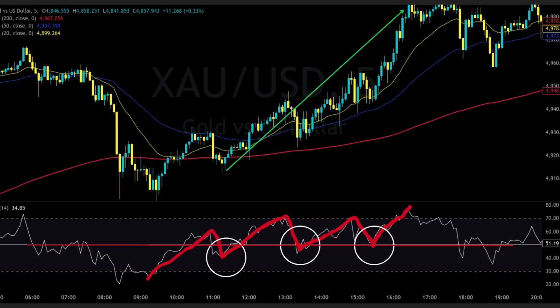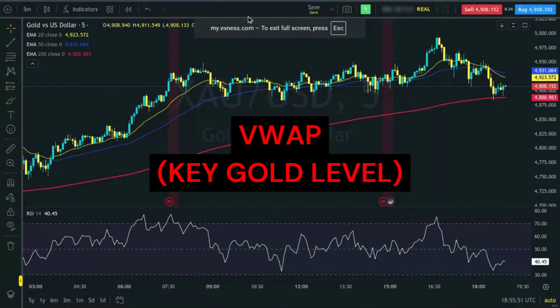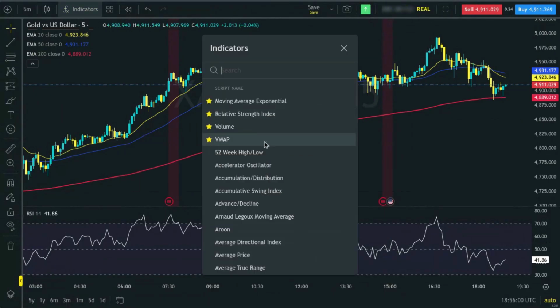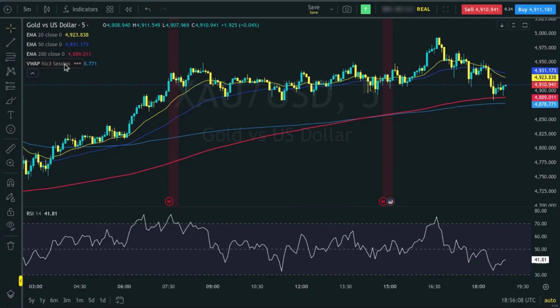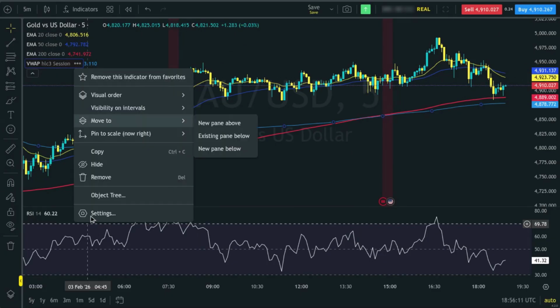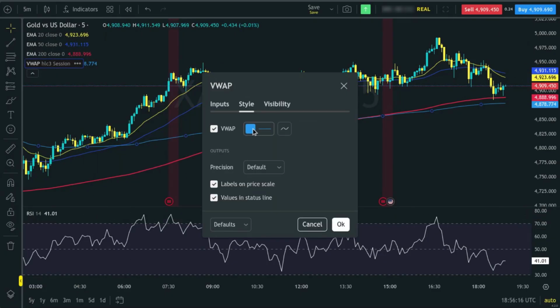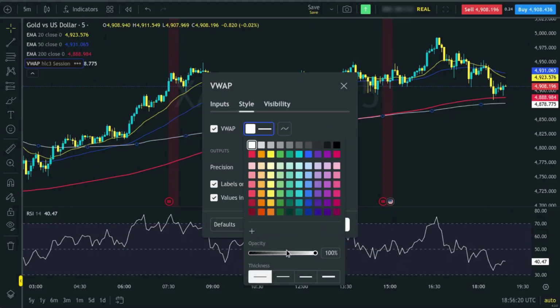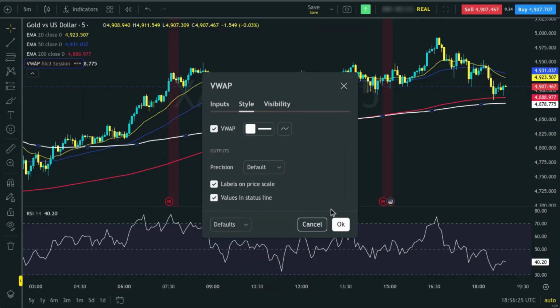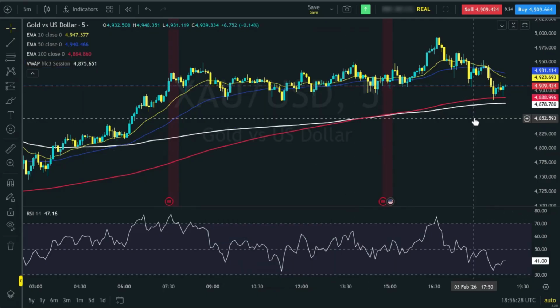The third indicator is VWAP. Now I add the VWAP indicator. This works best on the intraday time frame. This is very important for gold. Gold is heavily traded by institutions. And many institutions watch VWAP. Watch what gold does here.